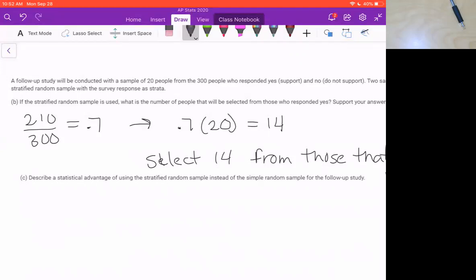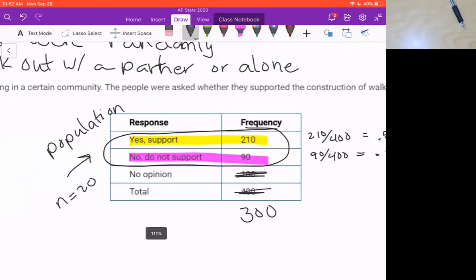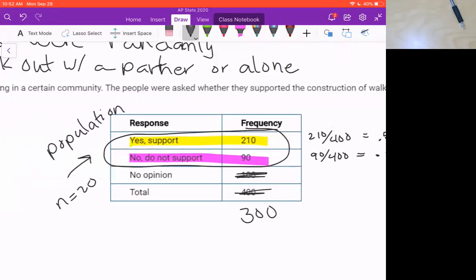Okay. Is it theoretically possible that I could take a simple random sample, and the entire sample, all 20 in my sample, come from the yes group? Could that theoretically happen? Would that be a good random sample? Doesn't mean I did anything wrong, but that could theoretically happen.